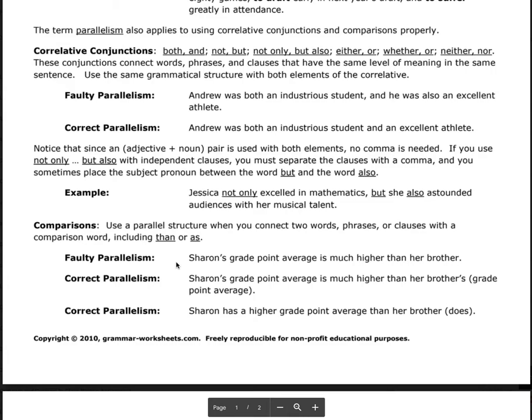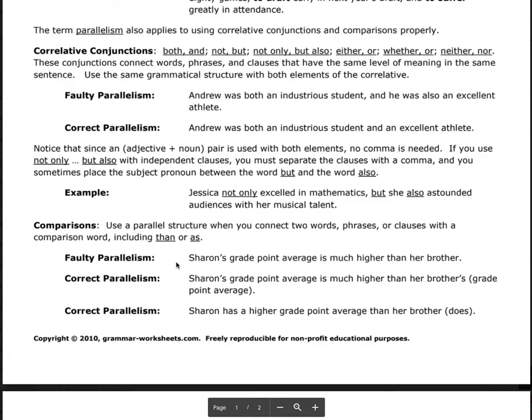We need to say Sharon's grade point average is much higher than her brother's grade point average. Okay, or her brother's, and it's assumed that you're writing grade point average. I would even put grade point average in there because that makes it that much clearer. You need to make it clear. You don't want her grade point average higher than her actual brother. You want her grade point average higher than her brother's grade point average, and that has to be made clear in the sentence itself. Another example of how to correct this would be Sharon has a higher grade point average than her brother does. So that would be how you would change it to make the correct parallelism there.